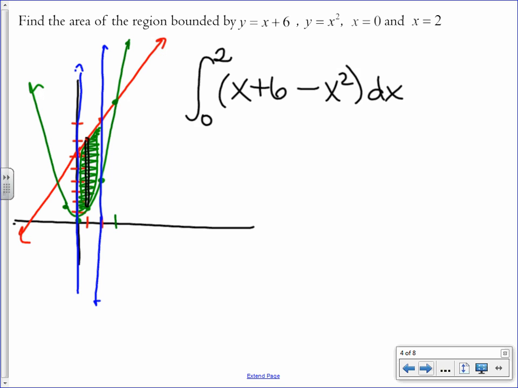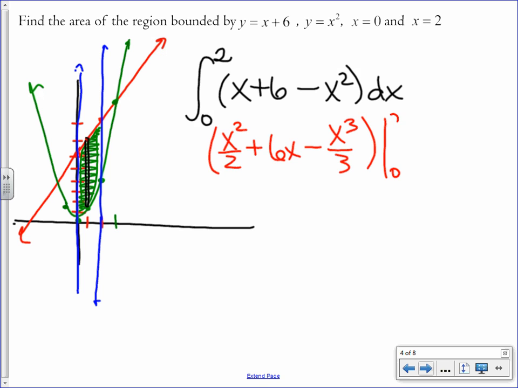Antiderivative of x is one half x squared, and the antiderivative of 6 is 6x, from 0 to 2.